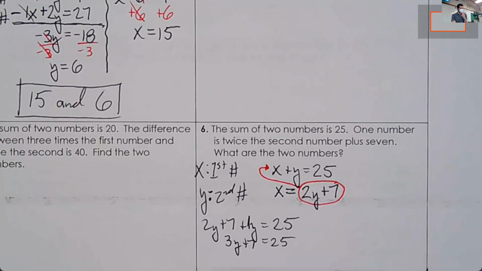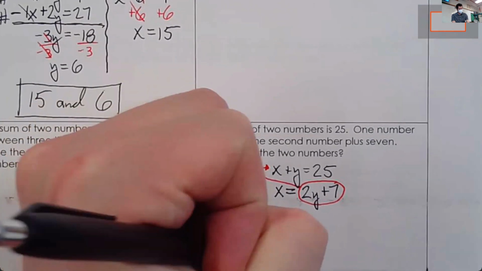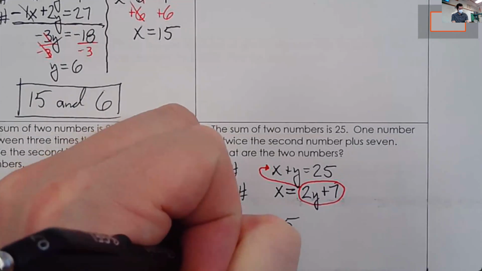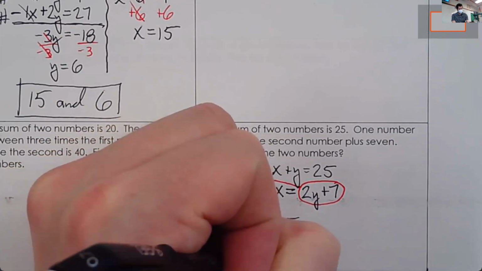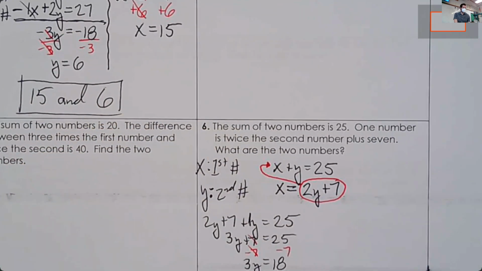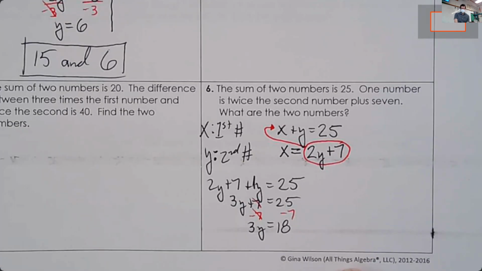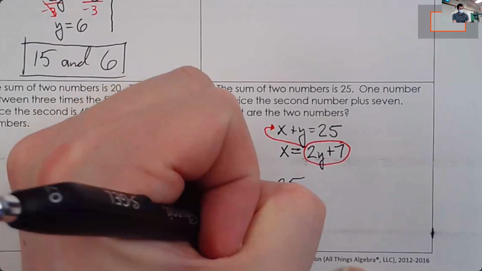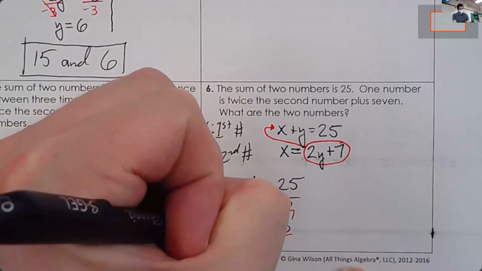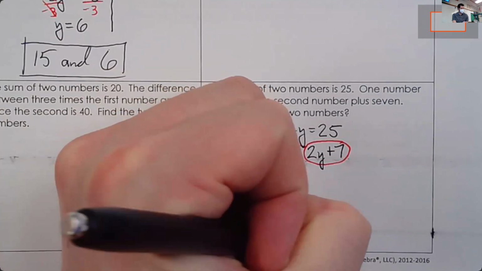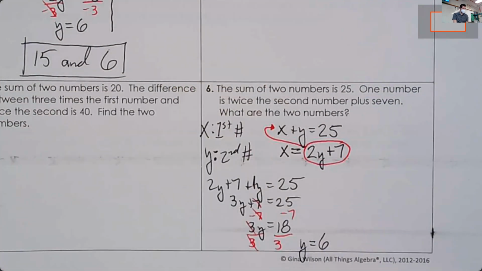And then we can solve for y. So if we subtract 7 from both sides, minus 7, that gives us 3y equals 25 minus 7, which is 18. 3y equals 18. And we'll divide both sides by 3 to get y by itself. And 18 divided by 3 means that y equals 6. That's what we got on number 3 as well for y. Interesting. All right, so y equals 6.